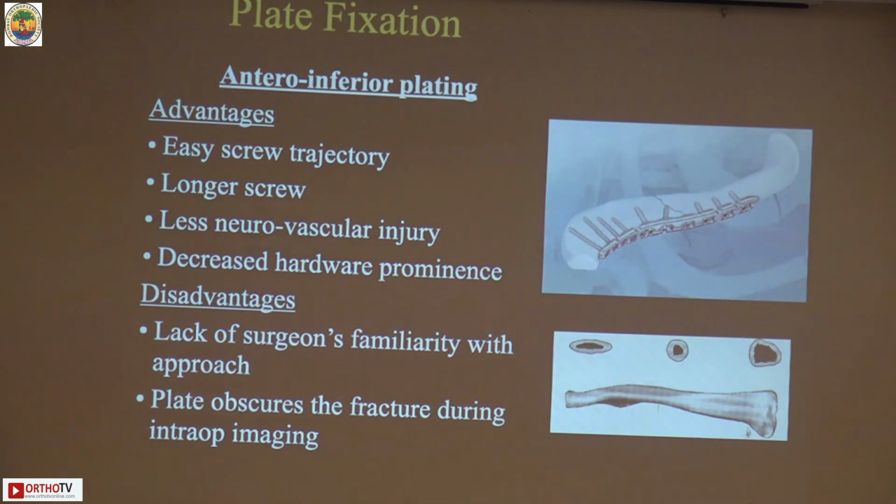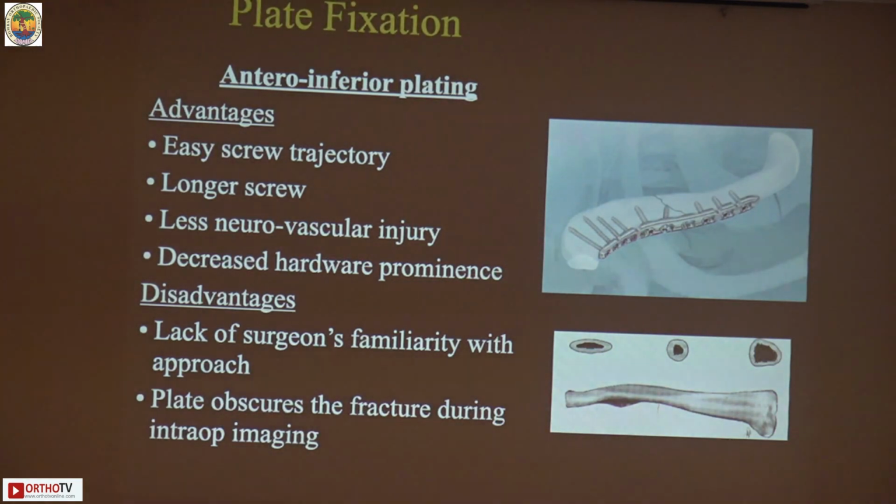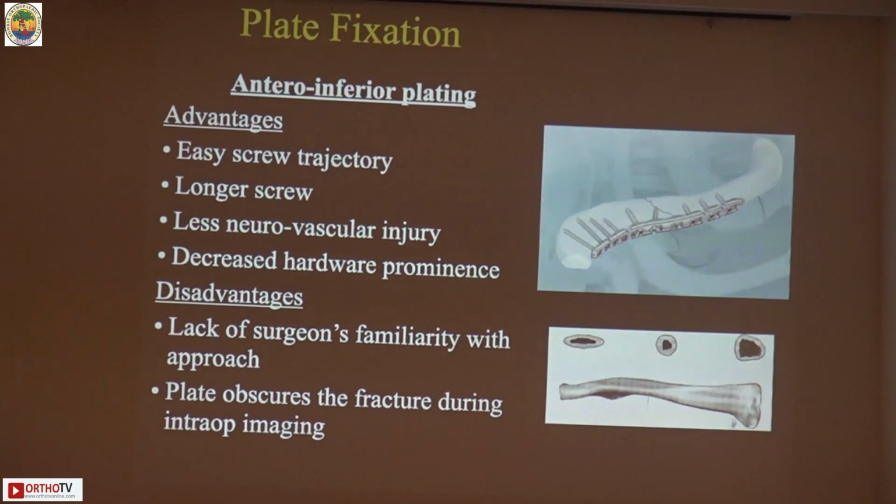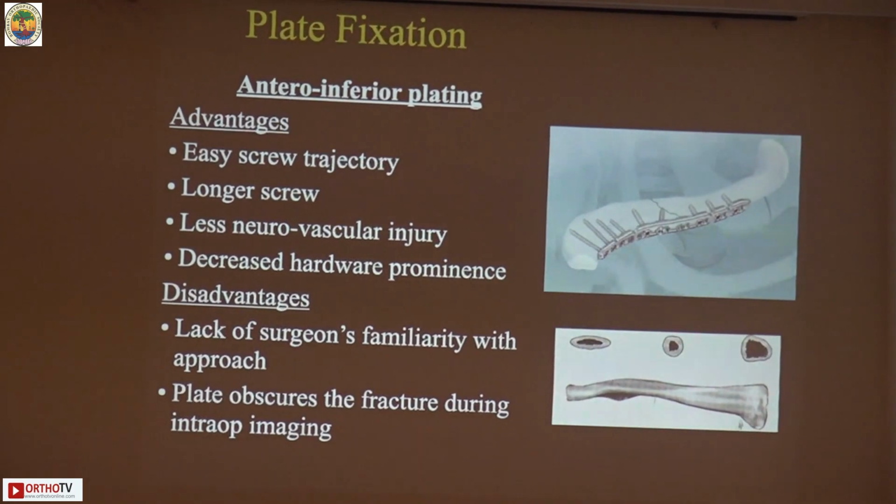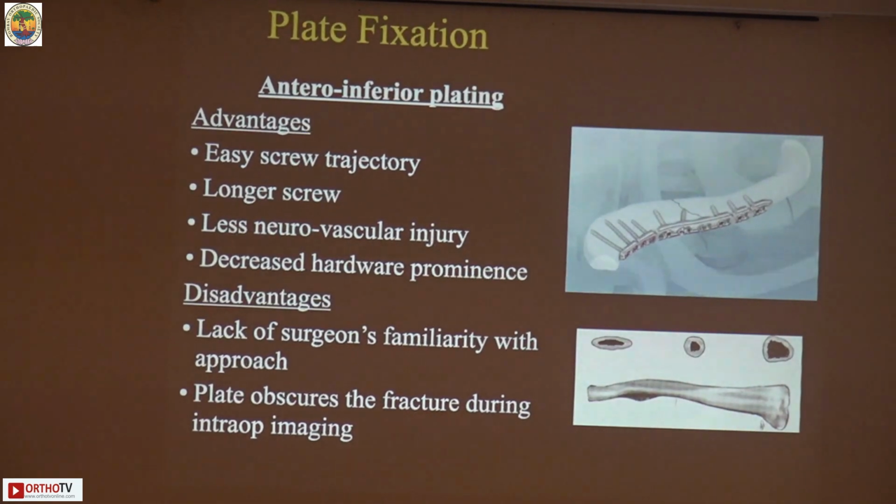Plating could be either anterior inferior or anterior superior. Anterior inferior plating has the advantage of easy screw trajectory and longer screws, as the AP diameter of the clavicle is more than the superior-inferior diameter, less incidence of neurovascular injuries, and decreased hardware prominence. But the disadvantages are that we are not familiar with this approach most of the time, and the plate obscures the imaging during surgery and even post-op.